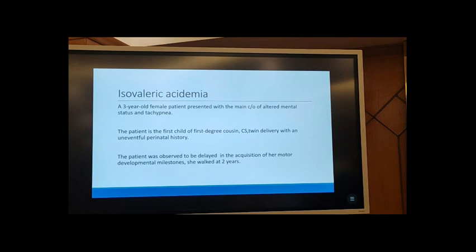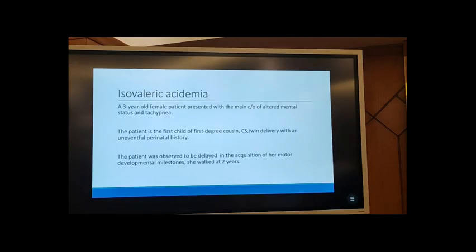The next organic acidemia is isovaleric acidemia. This was a 3-year-old female patient. Now you notice that several patients did not come in the newborn period. One came at 8 years, the other came at 3 years also, and this patient is coming at 3 years old. She presented with the main complaint of altered mental status and tachypnea. First child, of first-degree cousins.